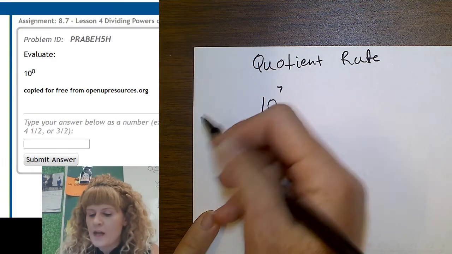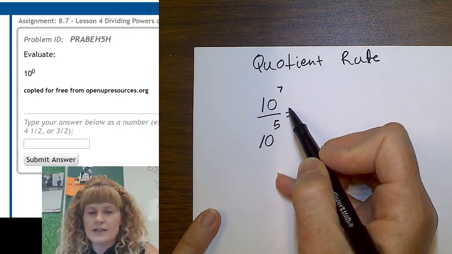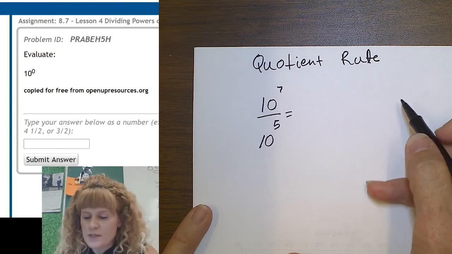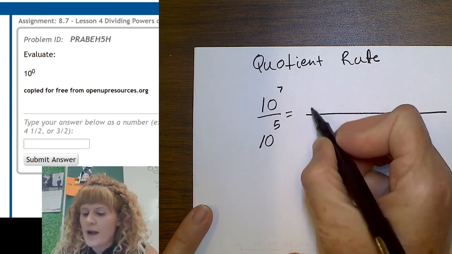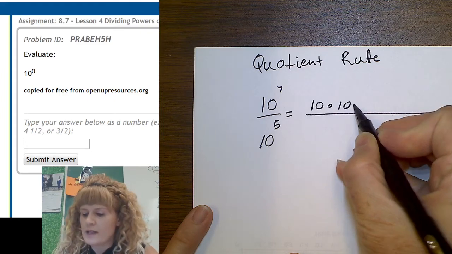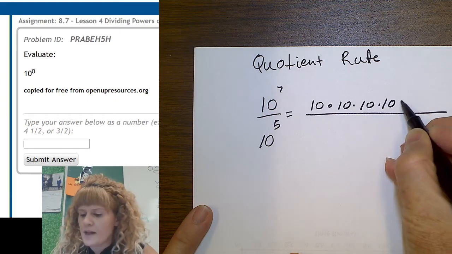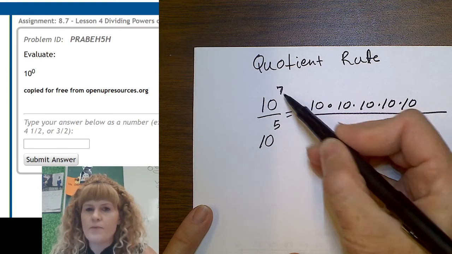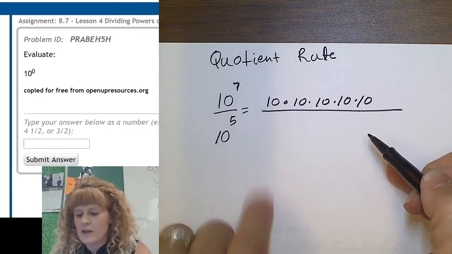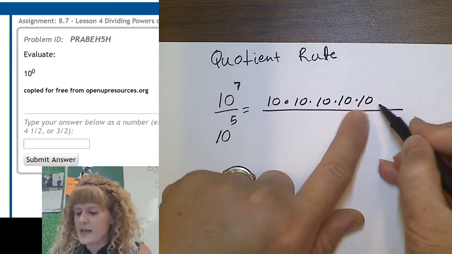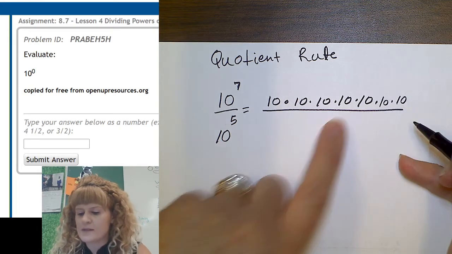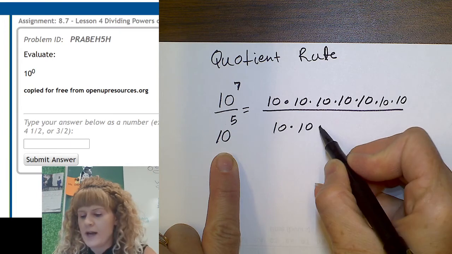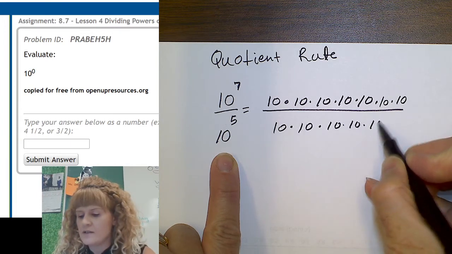Let me explain. Okay, if I ask you, what is 10 to the 7th divided by 10 to the 5th? Then you need to use the quotient rule. First, write out the numerator in expanded form. So that's 10 to the 7th. Remember, the exponent 7 represents repeated multiplication. So we're multiplying the number 10 7 times. And in the denominator, we have 10 to the 5th. Please write it out in expanded notation.